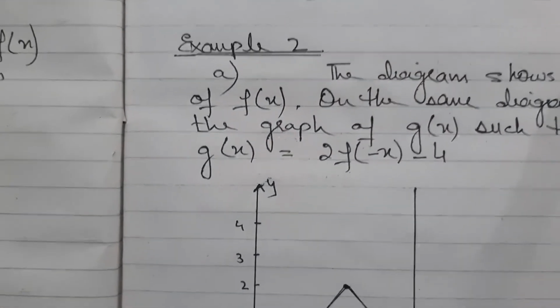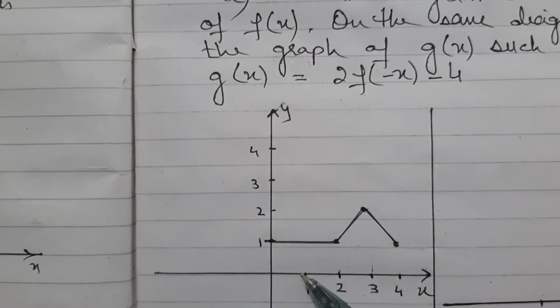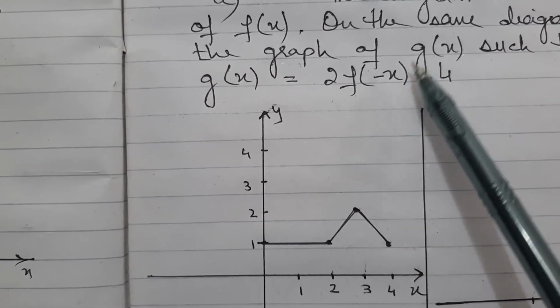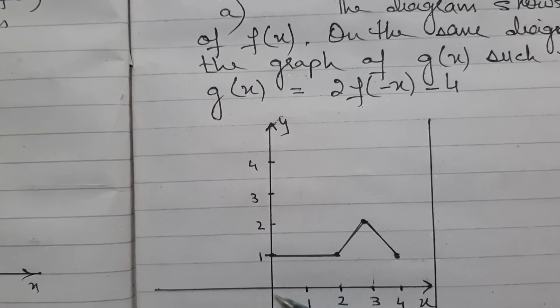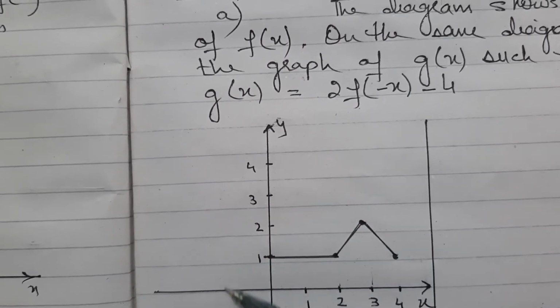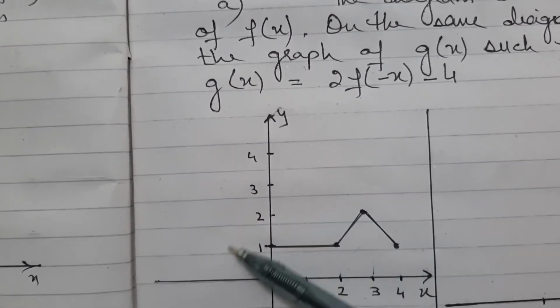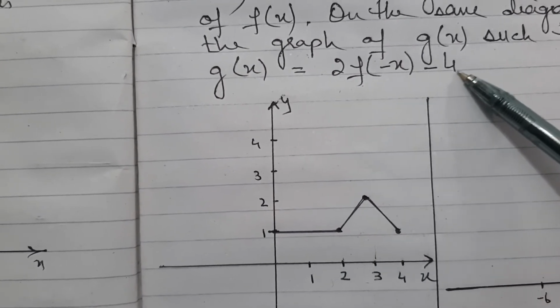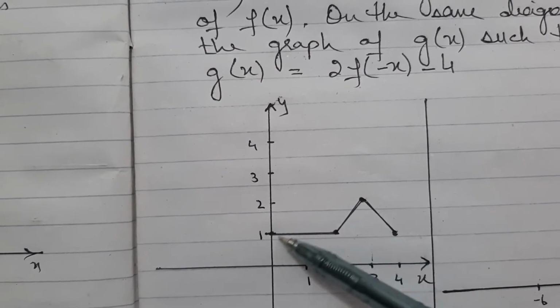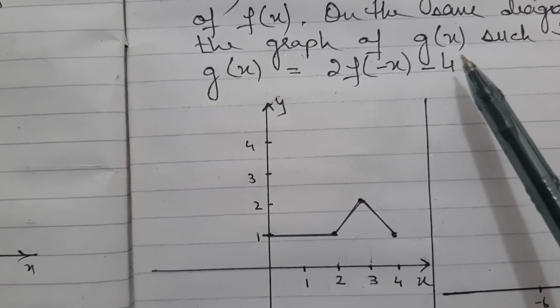Okay. So this is the graph given to me. And this is expressed by f of x. I have to transform this into a new graph which is g of x, and this is how we define g of x. This is my f of x right now. So what will you do first? Tell me.